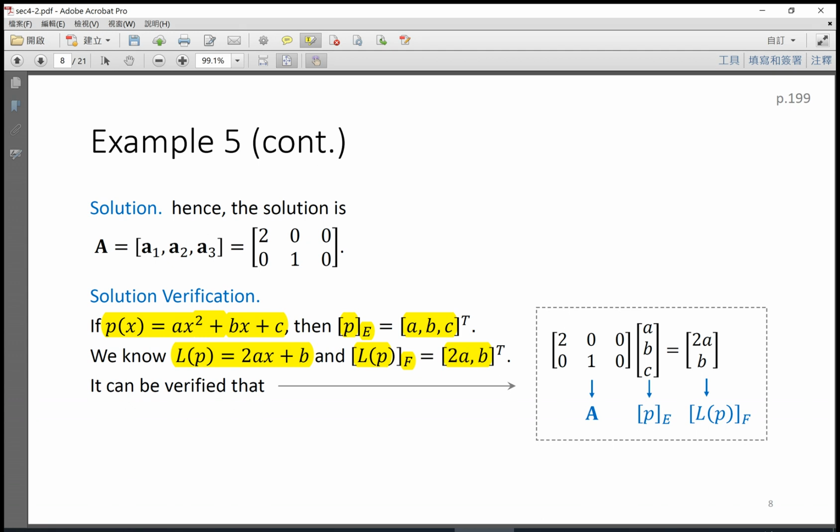Now we can verify the matrix representation formula. We multiply matrix A with the coordinate of P with respect to E, which is a, b, c. Then the result is a vector in R2, which is 2a and b. And 2a, b is exactly the coordinate of L of P with respect to F. Therefore, our solution, matrix A, indeed satisfies the matrix representation formula, and hence our solution is correct.